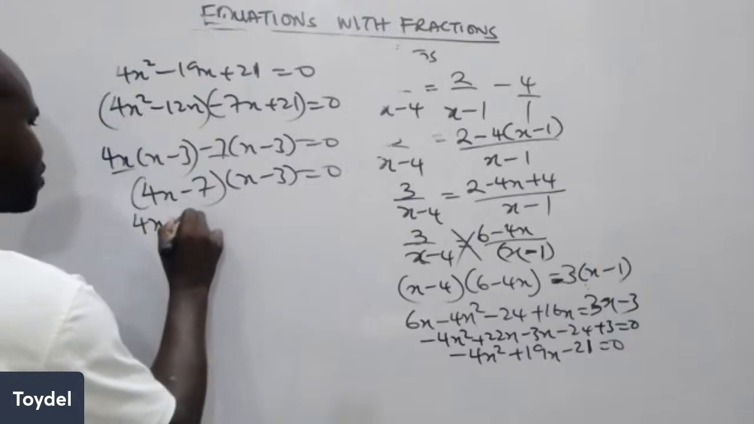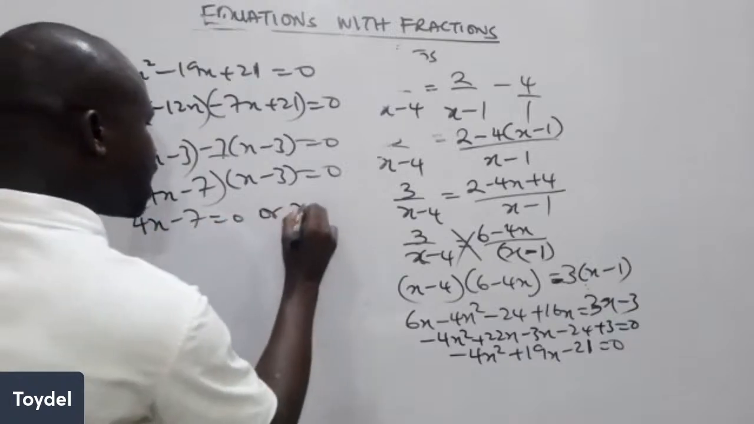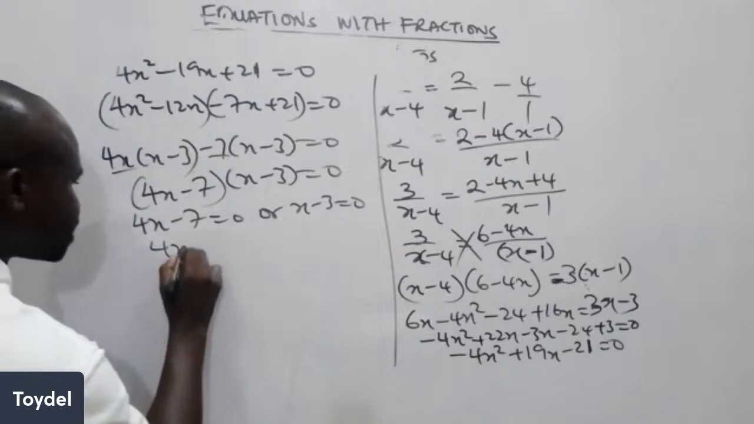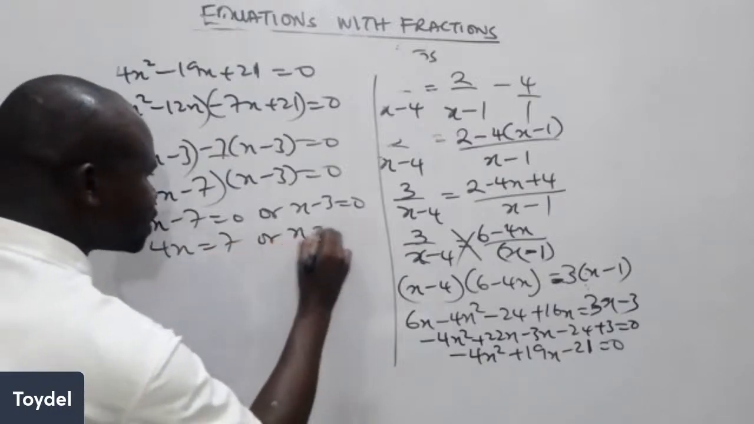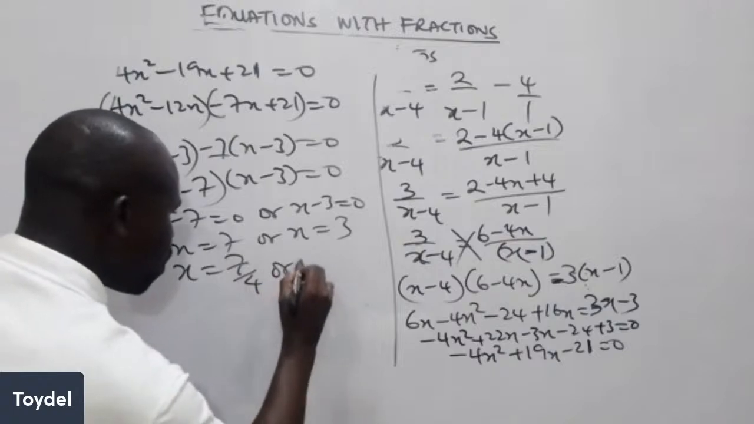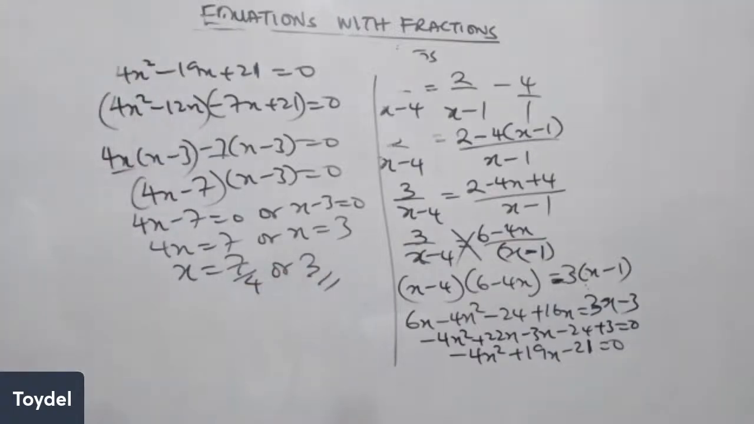So 4x minus 7 equals 0, or x minus 3 equals 0. That's what I'm going to have. So 4x is equal to 7, or x is equal to 3. So x is equal to 7 all over 4 or 3. So these are the two values of x that we are going to get. So under equations with fractions, we have been able to solve 2 questions.